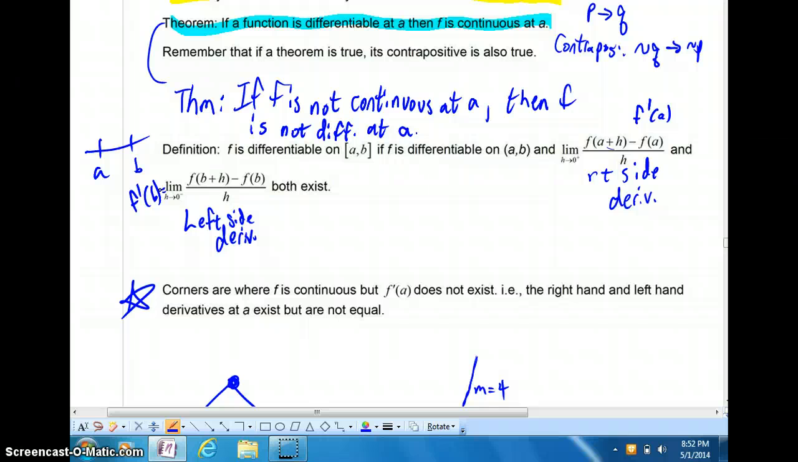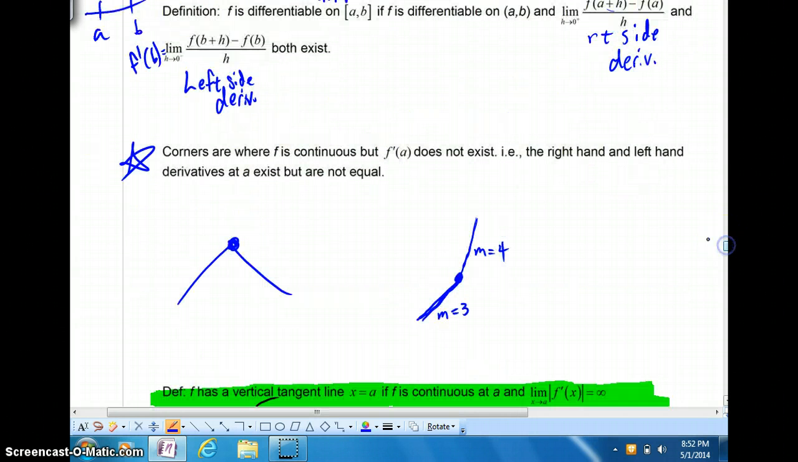Okay, now in our example 2, we saw that at a corner, like the absolute value, our derivative does not exist. Corners are where f is continuous, but the derivative does not exist. That is, the right side and the left side derivatives at that given x value exist, but they're not equal. You can see perhaps that we might have a slope of 1 and negative 1, like we might have in an absolute value at a given corner point.